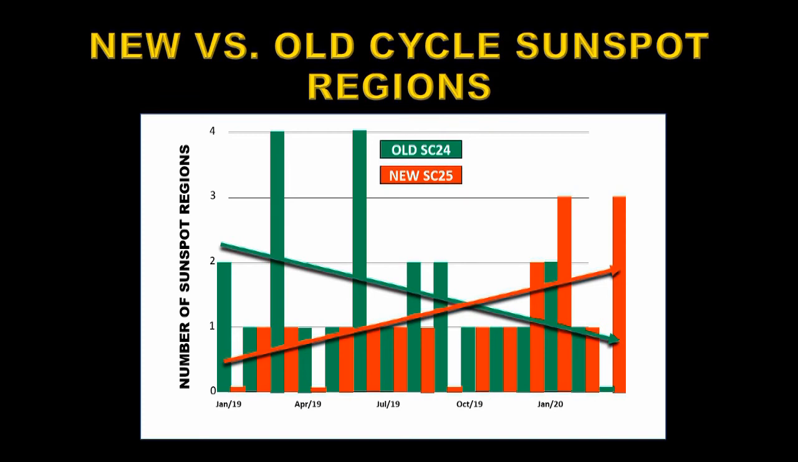So it looks as though we're well underway into the upswing of solar cycle 25. In fact, we may well be past solar minimum, which might be as recently as the middle to late part of last year.